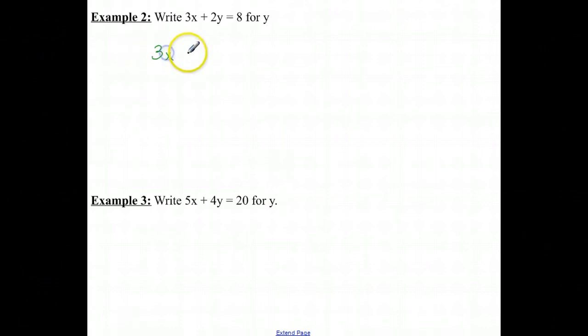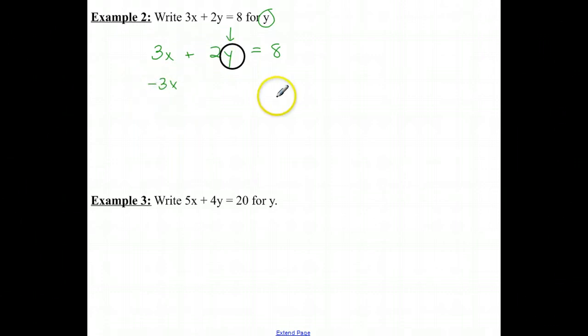So I've got 3x plus 2y is equal to 8. Again, I'm trying to rewrite for y, so this is my focus. Maybe I'll put another circle in there to make sure that we keep our eye on the right variable to rewrite for. Okay, let's go back to our inverse operations. We know we have to get rid of the 3x and the 2. We're going to start by subtracting 3x from both sides. 2y is equal to 8 minus 3x.